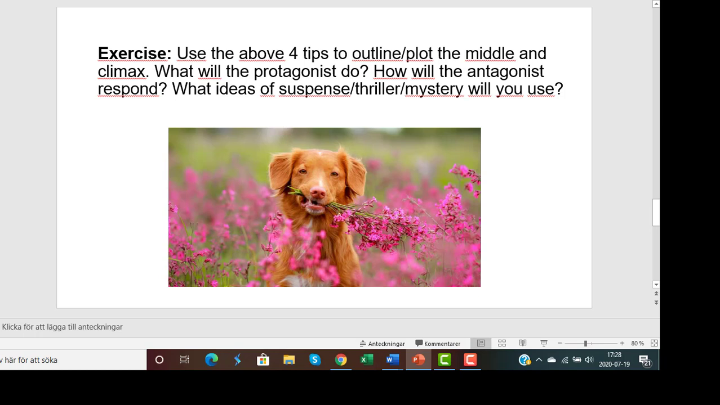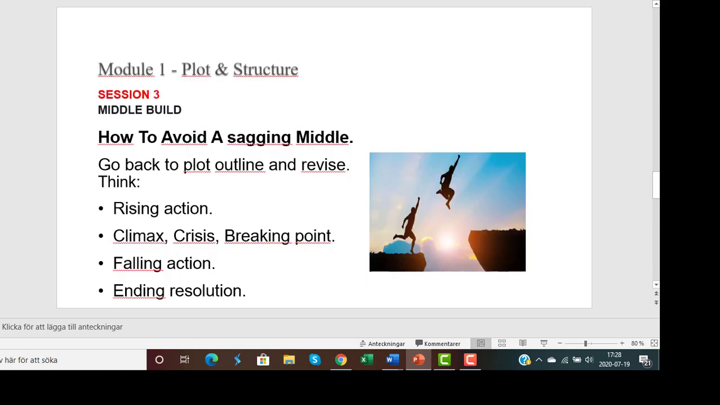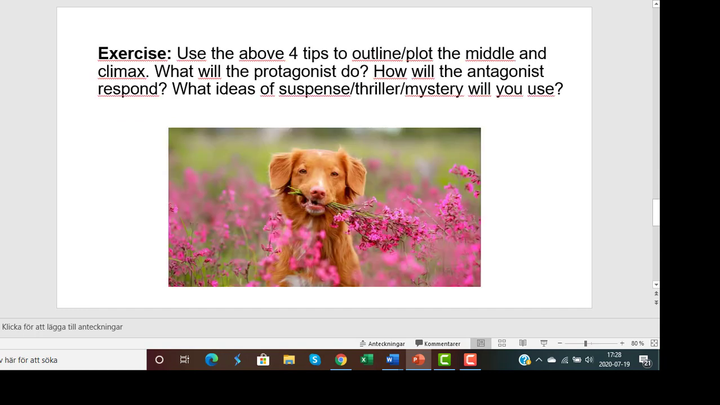Exercise. Use the above 4 tips to outline or plot the middle and climax. What will the protagonist do? How will the antagonist respond? What ideas of suspense, thriller, mystery will you use? Use these 4 points to write your middle and climax.